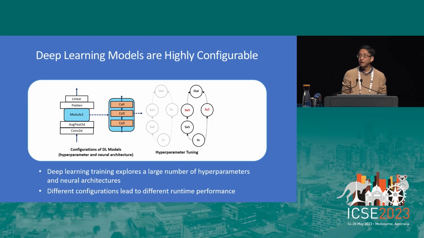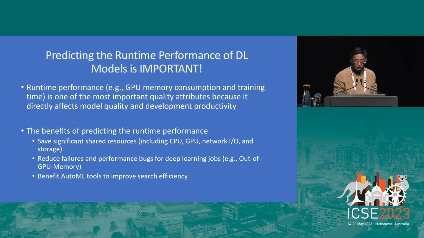Then different configurations may lead to different runtime performance. Some configurations could lead to a model that is very slow. Some configurations may lead to a model that is very memory consuming. So there are a lot of benefits to predicting the runtime performance of a deep neural network. For example, if a neural network takes a lot of GPU memory, the job may crash during the training process. Then it may waste a lot of time and effort, right? So it's beneficial that we could predict the runtime performance before the model is executed. In this way, we could reduce the number of failures. We could also improve the productivity of deep learning programming.